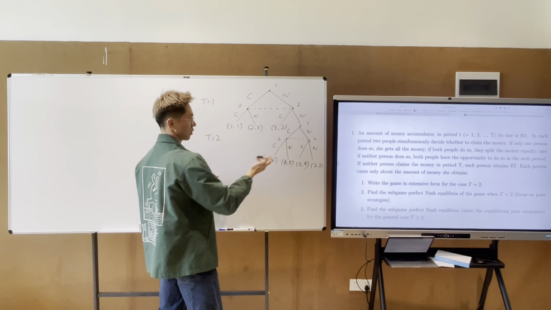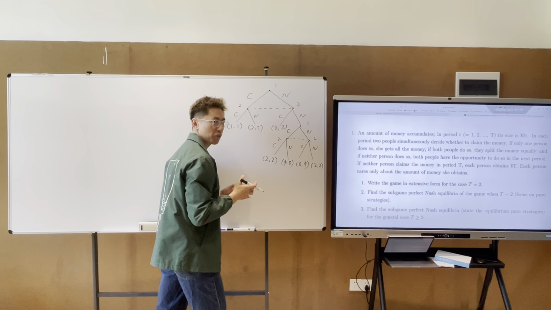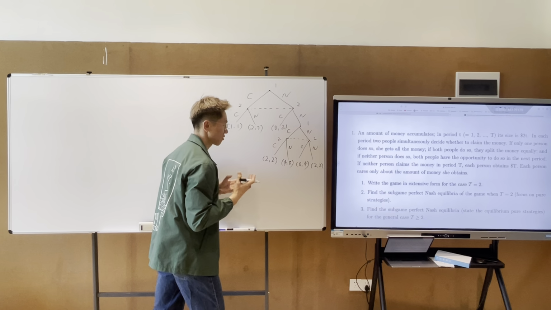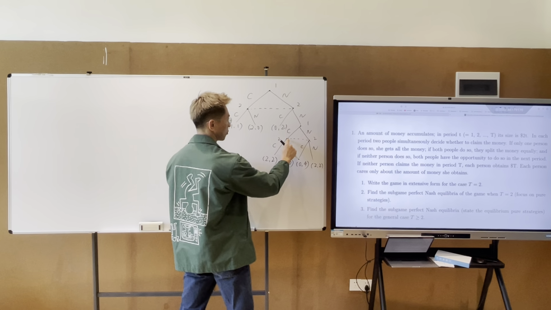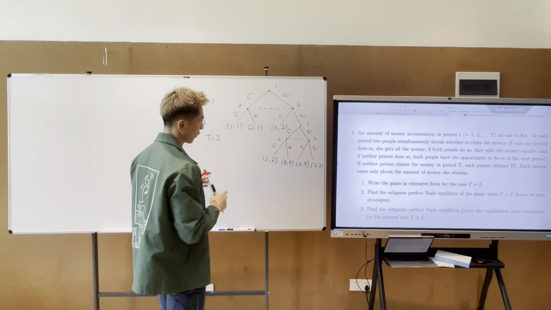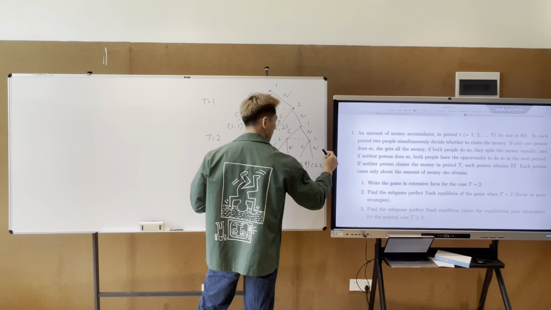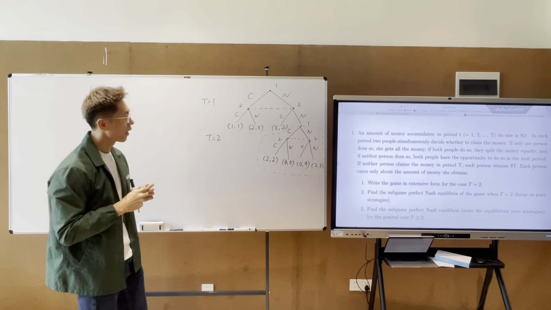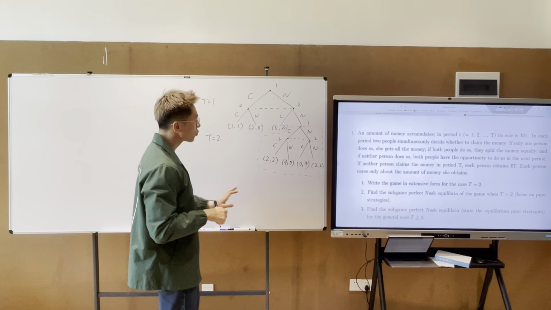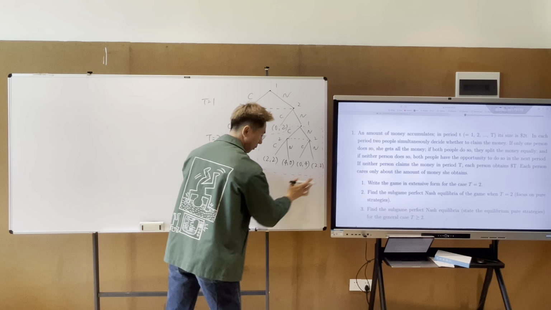And in period 2, this is also an imperfect information game. We need to find a perfect information set. Which is the perfect information set? Is it here? Is this a perfect information set? No, it is not, because player 2 is not sure where she is, right? So the only perfect information set for period 2 is this one. And how do we find the Nash equilibrium in this information set?